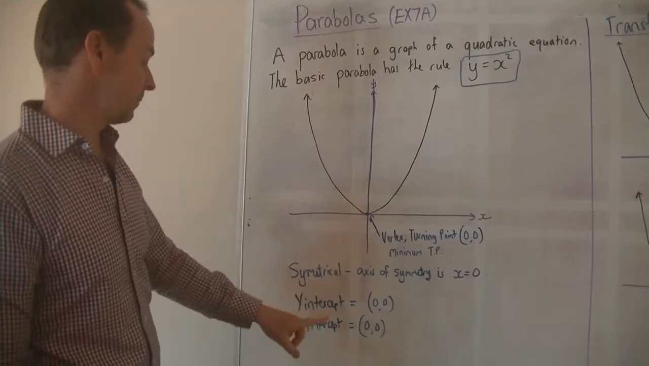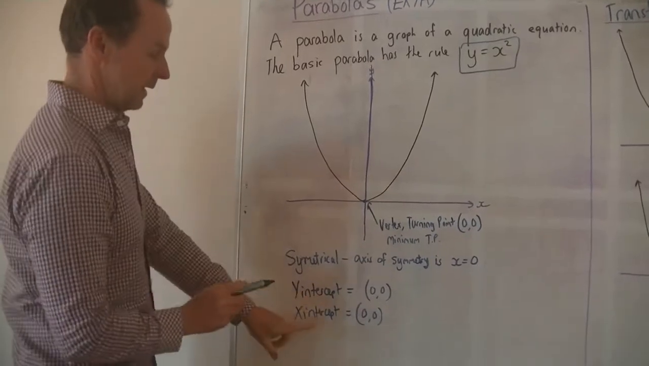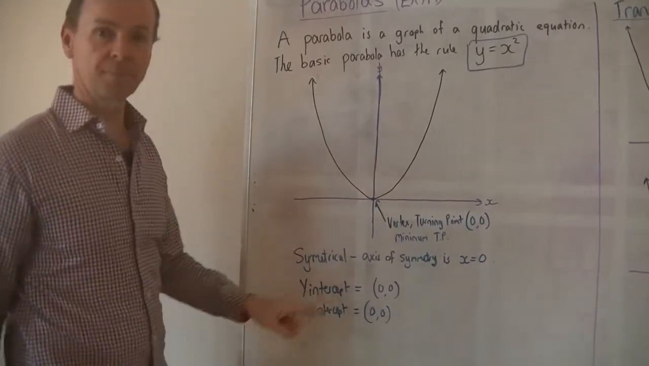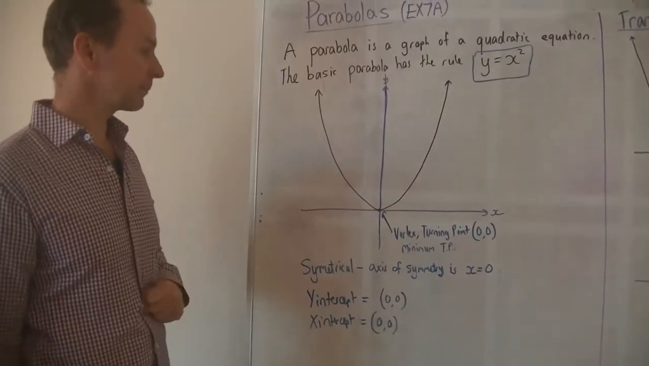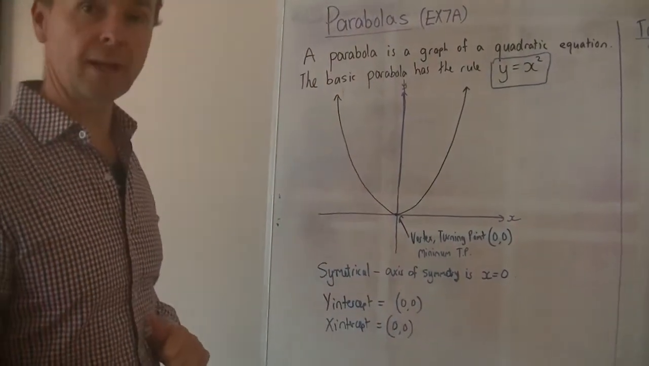The x-intercept and the y-intercept. The y-intercept cuts at 0, 0, and the x-intercept is also at 0, 0. So they're both intercepts there. Okay, so that's the general gist of what a parabola looks like.